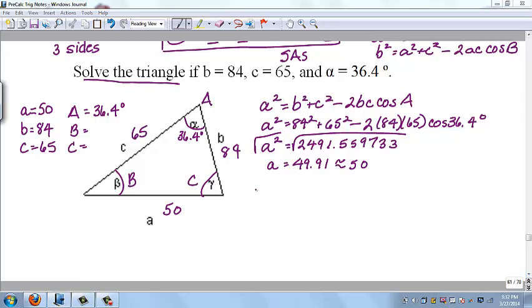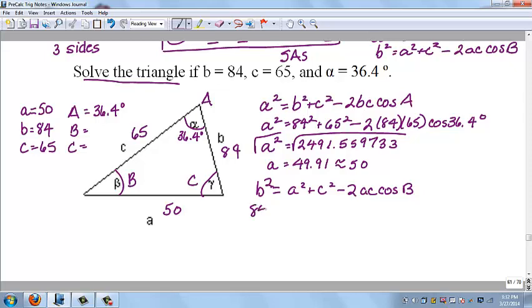So I'm going to say B squared. We could have done C, but we're going to do B squared equals A squared plus C squared minus 2AC cosine B. So B squared, 84 squared, equals A squared, which is 50 squared, plus 65 squared minus 2 times 50 times 65 cosine B. So I don't know the angle. That's what we're looking for.